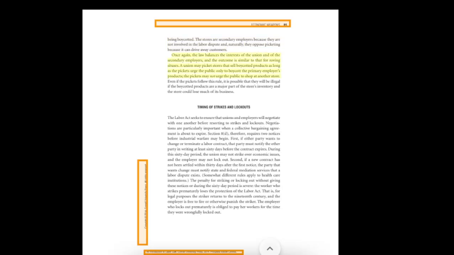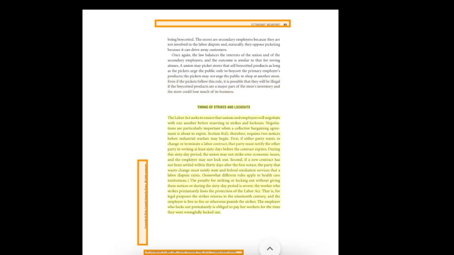Once again, the law balances the interests of the union and of the secondary employers, and the outcome is similar to that for roving situses. A union may picket stores that sell boycotted products as long as the pickets urge the public only to boycott the primary employer's products. The pickets may not urge the public to shop at another store. Even if the pickets follow this rule, it is possible that they will be illegal if the boycotted products are a major part of the store's inventory and the store could lose much of its business.